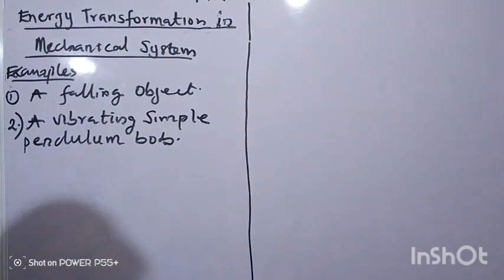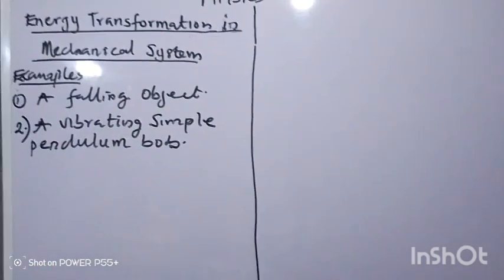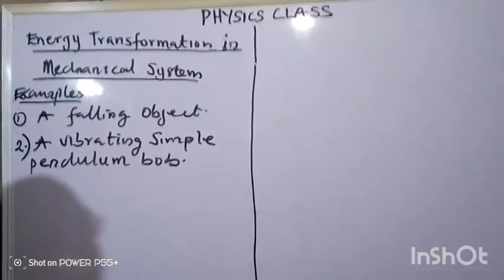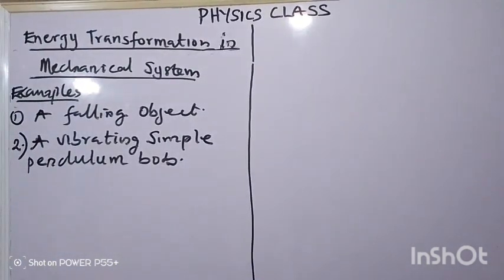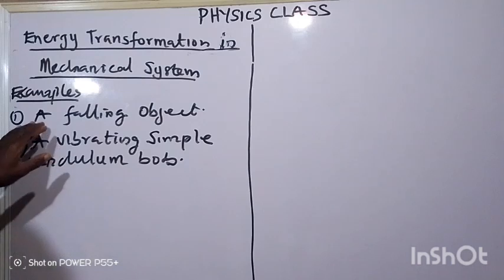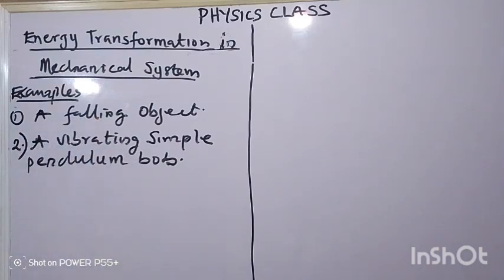During our last lesson, our topic is energy transformation in mechanical system. And I gave two examples of mechanical system which we said we are going to explain. The first one is a falling object from certain height. And the second one is the vibrating simple pendulum bulb. In our last lesson, we're done with the first example, that is a falling object from certain height.